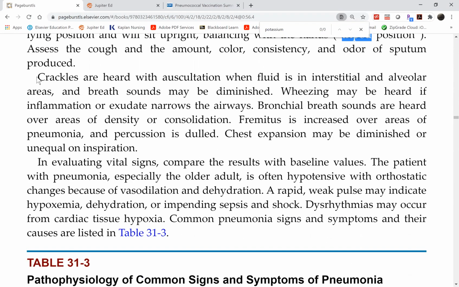There will be, of course, adventitious lung sounds, mostly crackles. The crackles here will either be fine or coarse crackles, depending on the amount of fluid that is accumulating in the lungs, or where in the infection stage we're at. So earlier on, you may hear fine crackles first, and then as it gets worse, it'll become coarse.